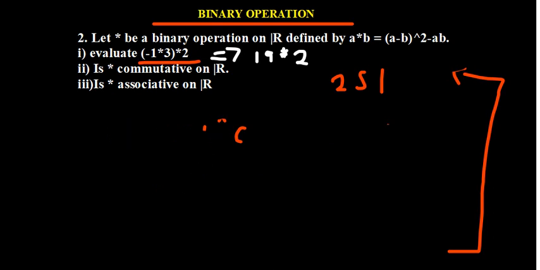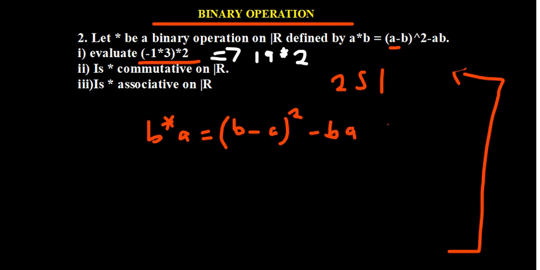So we know our A star B has already been given. So let's come up with our B star A. It will be, where there is A, we'll put B instead. So it will be B minus A squared minus BA. Okay, so you can consider now expanding the brackets.